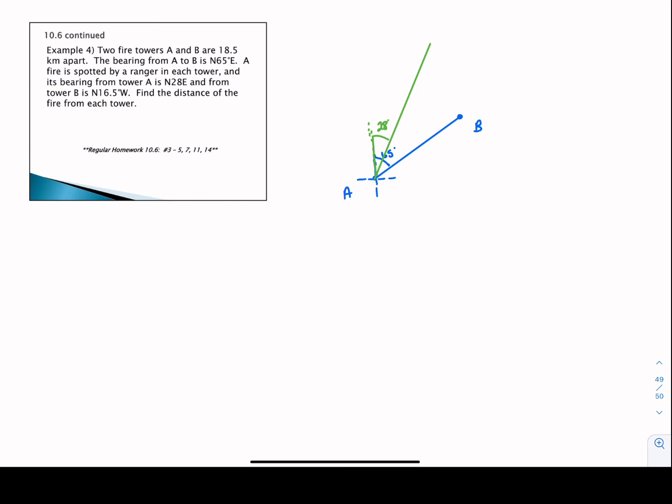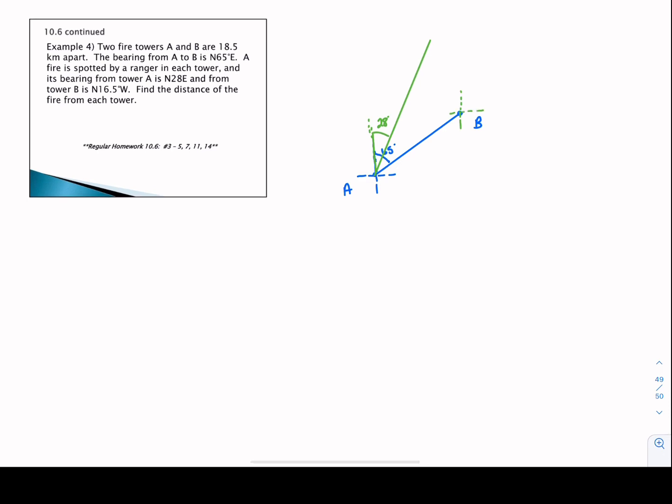Now from Tower B, the fire measures north 16.5 degrees west. So again, I'm going to measure from Tower B to the fire northwest. So that means north is upwards, but I'm only going to drag my pencil 16.5 degrees to the west. So that's a slightly smaller angle. So this angle is going to help us figure out where that fire is actually sitting. So we've got the fire sitting up here somewhere. But again, I want to make sure I measure that 16.5 degree angle that I just created when drawing out those bearings.